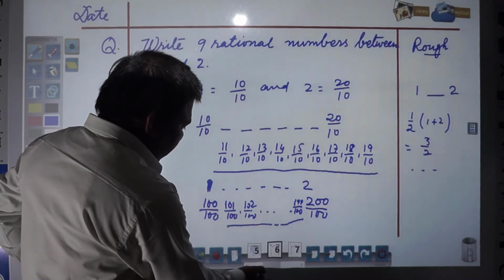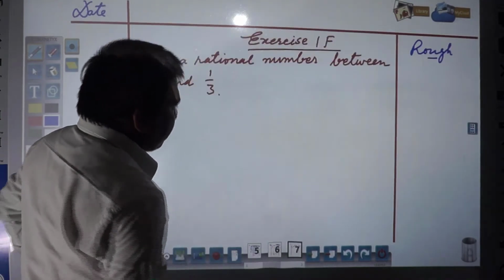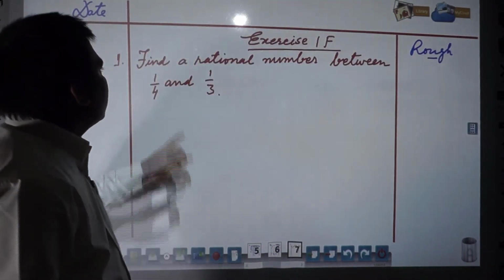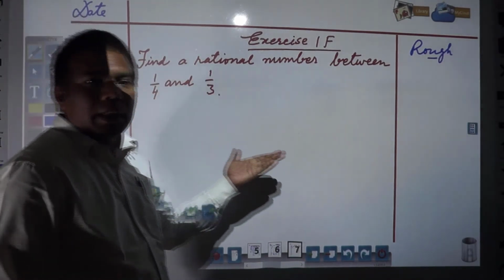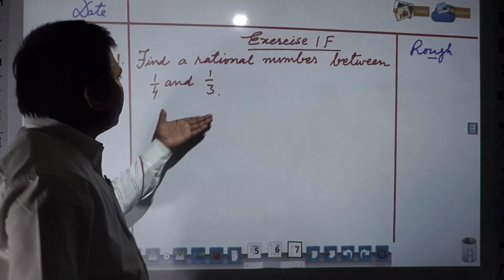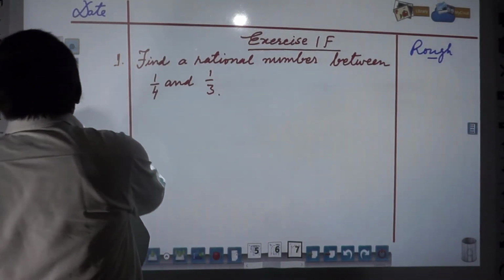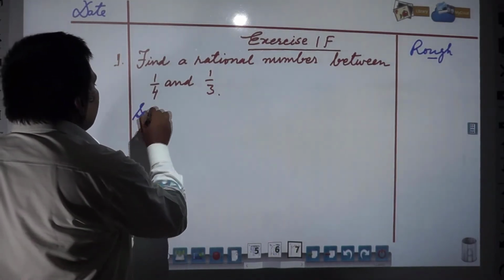Okay, next we will see what we have. Exercise: Find the rational number between 1 by 4 and 1 by 3. This is very easy now. Already you have seen, so you will be able to do it. How will we solve it? Here you see.